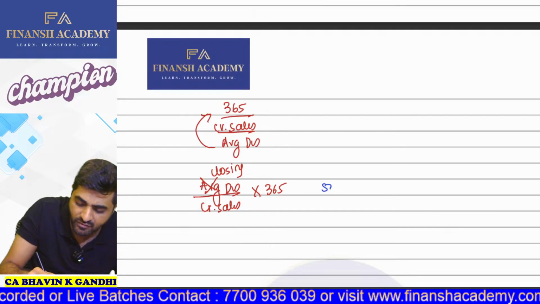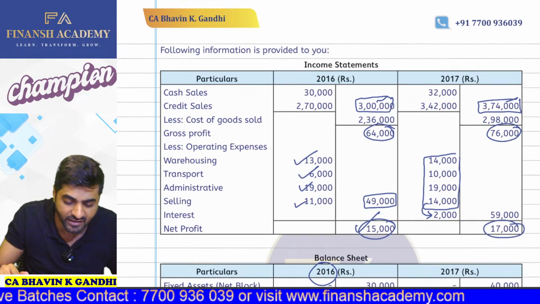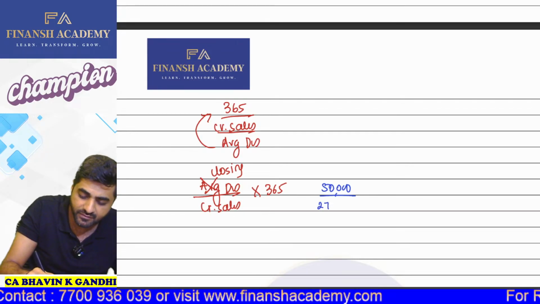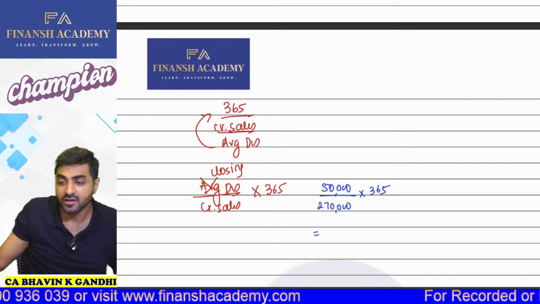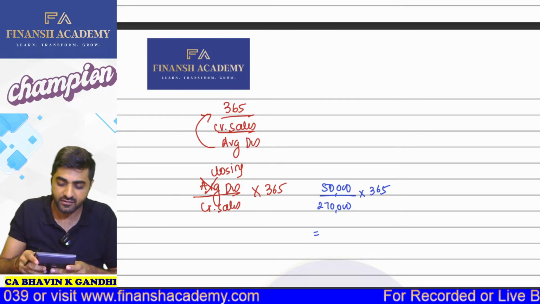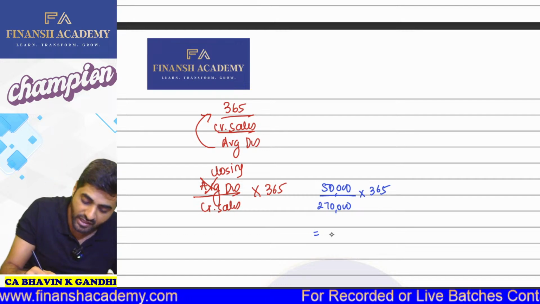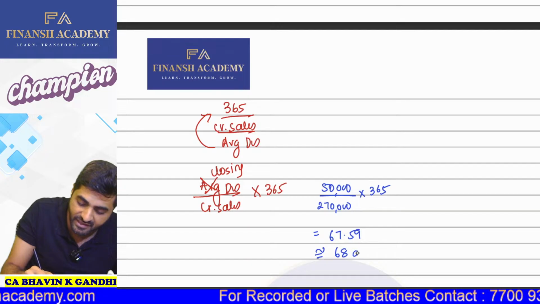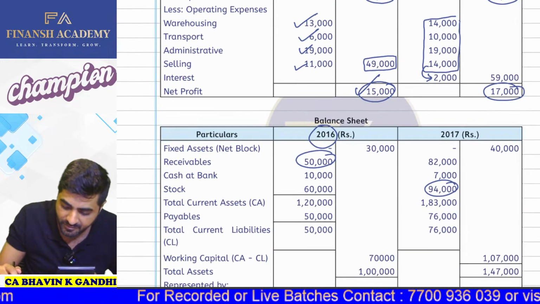And to this 50,000, what am I going to do? I'll be dividing that by the credit sales. So do you have the credit sales? Of course, yes. We have the credit sales, which is 2,70,000. And I need to multiply that by 365. So this will now be 50,000 divided by 2,70,000 into 365. So that is 67.59, which is approximately 68 days. Okay, this is going to be the debt collection period.